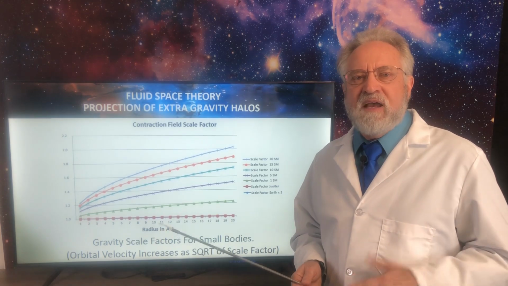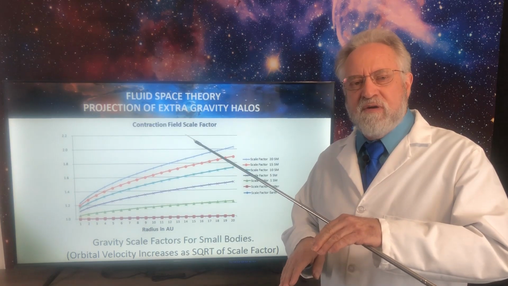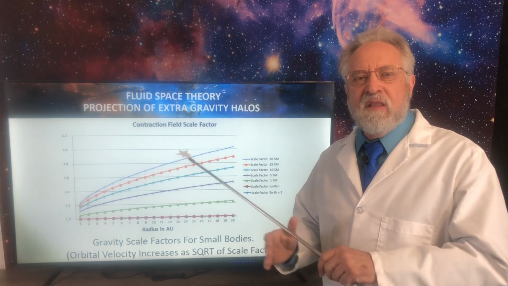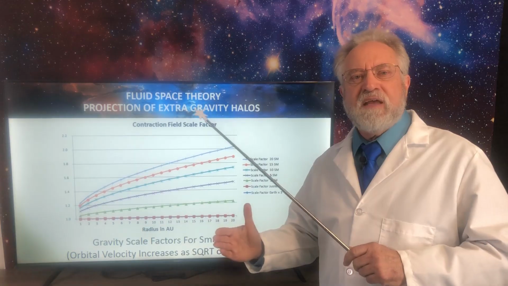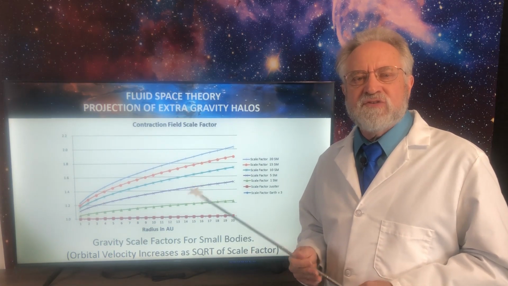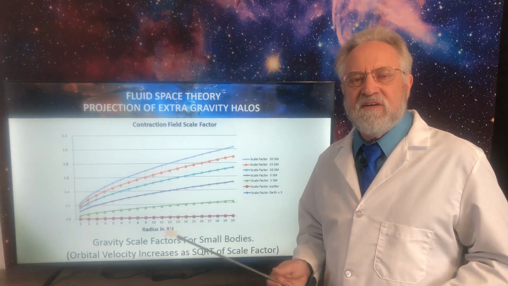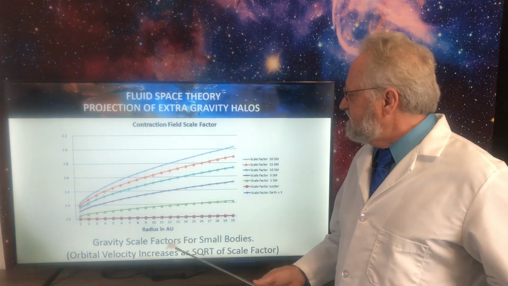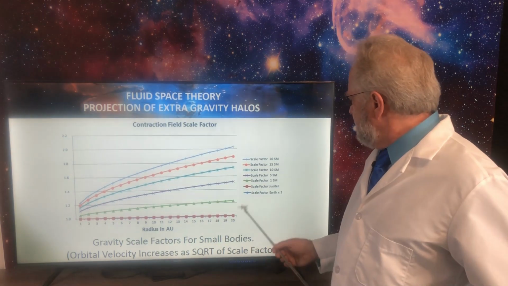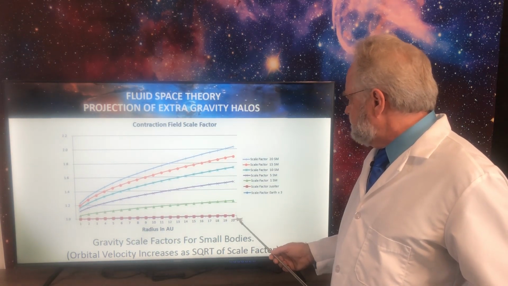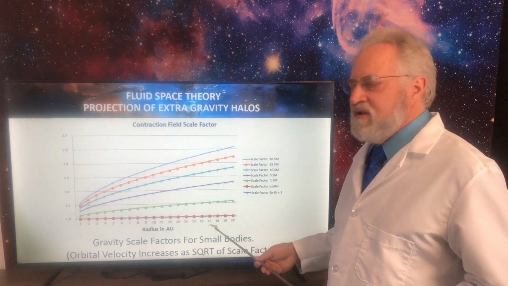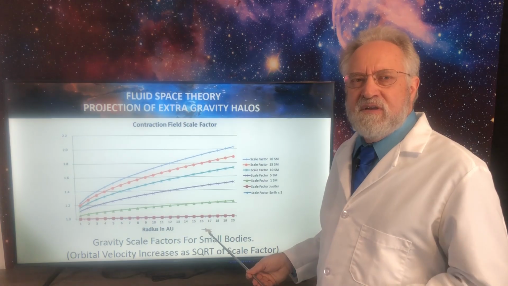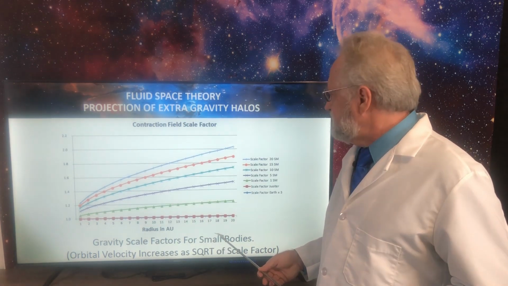It takes a lot of mass to get to the point where the acceleration field begins to drop below the contraction field. And the more mass there is, the closer that crossing point moves in, the shorter the distance it takes to get to that crossing point. So this is an interesting effect. And what it does is you see that the Earth and Jupiter out to 20 AU will project no extra gravity halo, no contraction field or dark matter effect.